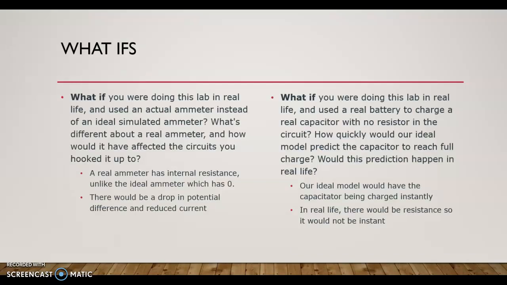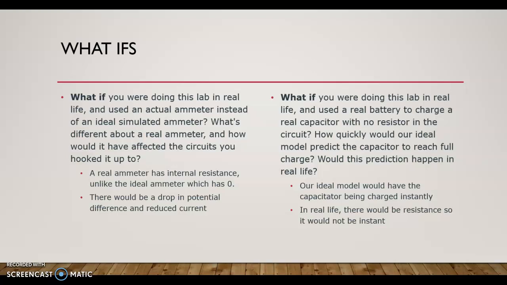So for the what ifs. What if you're doing this lab in real life and use an actual ammeter instead of an ideal simulated ammeter? What's the difference about a real ammeter, and how would it affect the circuits you've hooked up? Well, a real ammeter has an internal resistance, unlike the ideal ammeter, which has an internal resistance of 0. Everything in real life, even though we try to make it as ideal as we can, will always have an internal resistance. Because of this, there would be a drop in potential difference and a reduction in current.